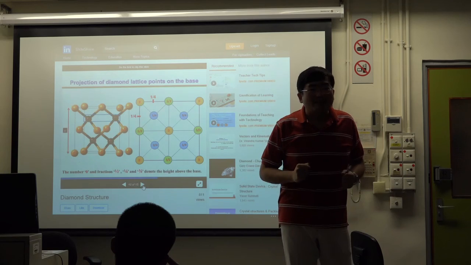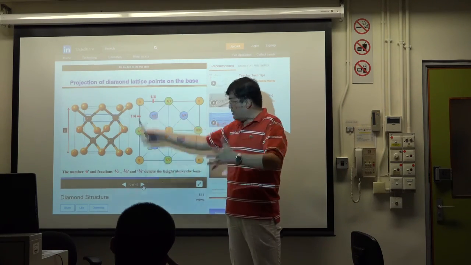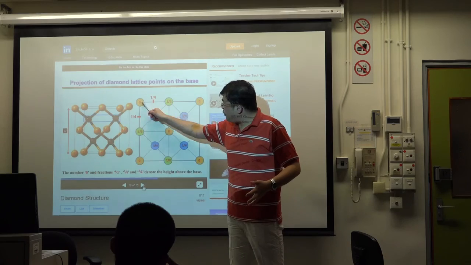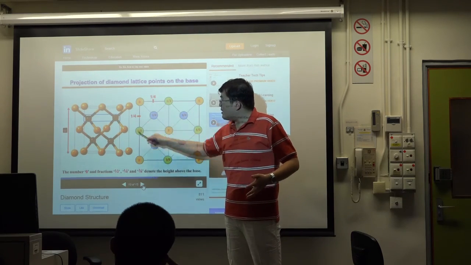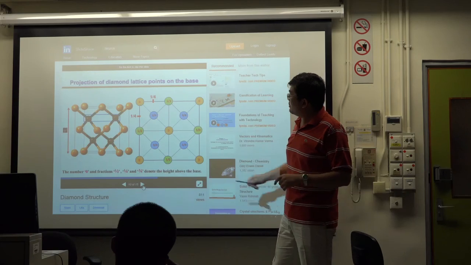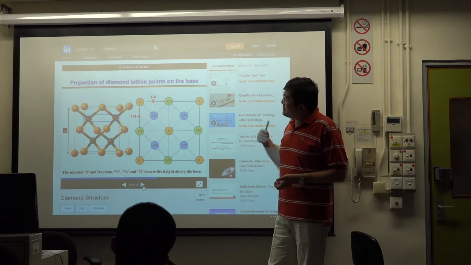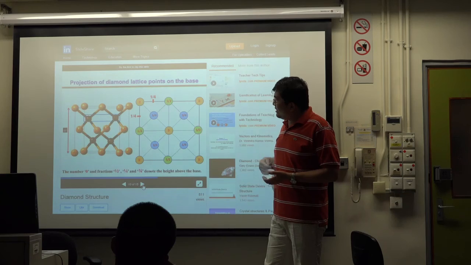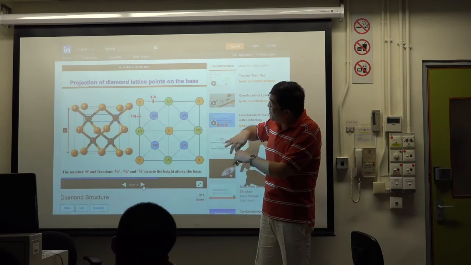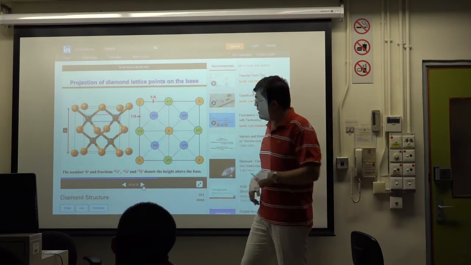It forms a covalent bond. Okay, so you can see every carbon is connected to 4 other carbons, forming covalent bonds. So this is a diamond structure. You can see the diamond structure has different layers, and each layer has a different position. They are interleaved. Okay, you can see they are interleaved, right? This is a feature. Remember, it's a feature. Interleaved.